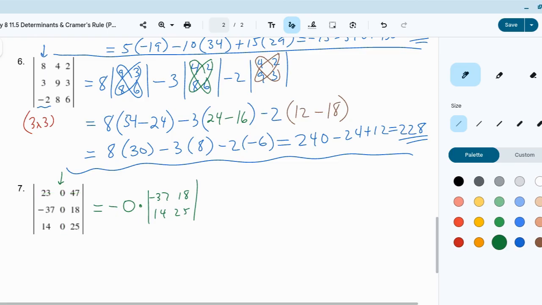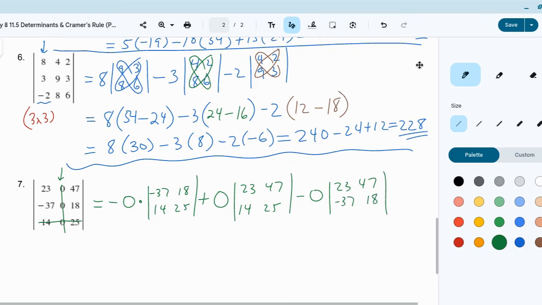If you keep going, now that middle one's in a positive spot. So you cross out the row and the column. And you're like, okay, 23, 47, 14, 25. All right, we'll keep going. Now we're going to get the bottom one here, and that's in an opposite spot. So I have 23, 47, negative 37, 18.